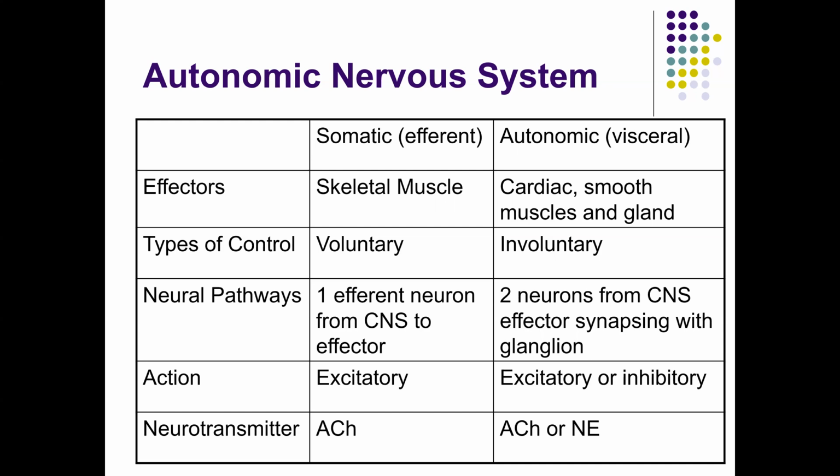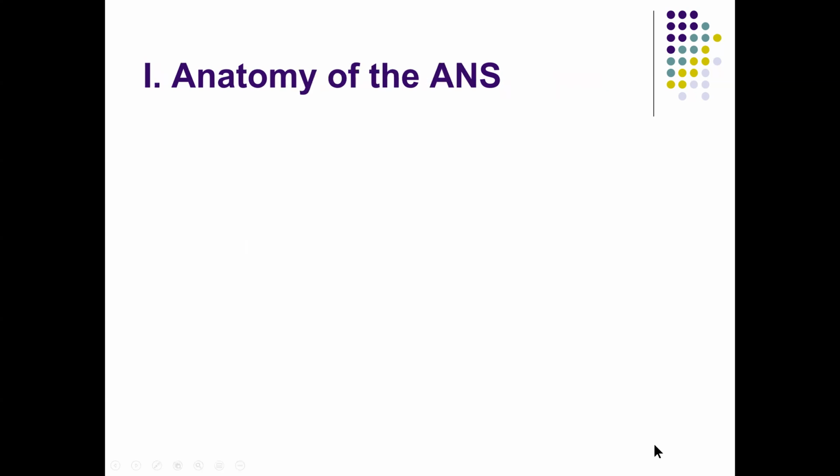In the somatic nervous system, as you will remember when we talked about muscle and the motor end plate, we were dealing with acetylcholine. In the autonomic nervous system, we deal with acetylcholine and norepinephrine.